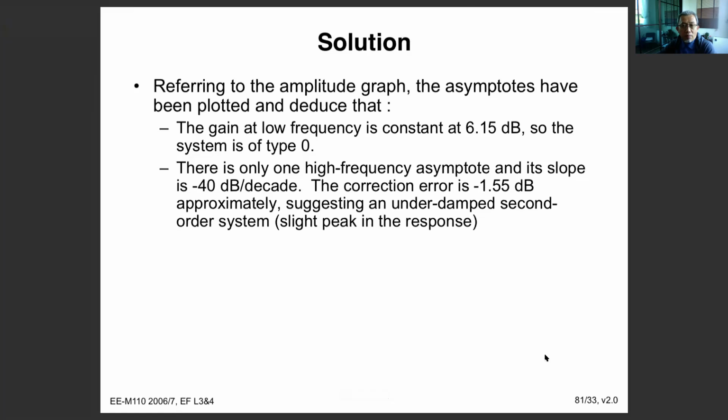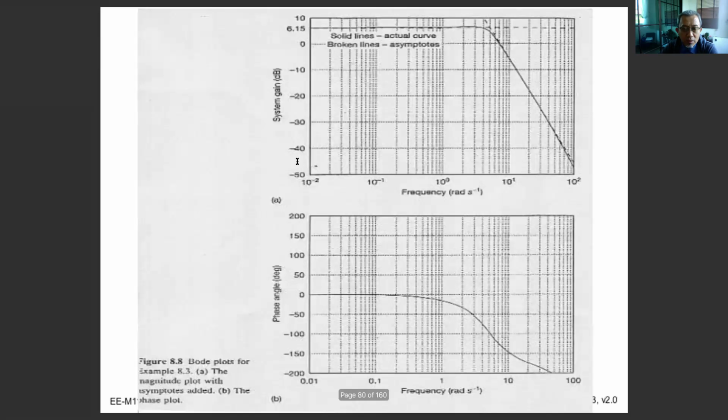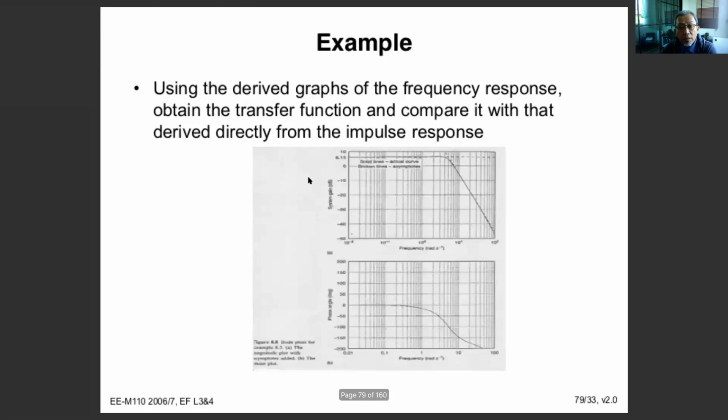So referring to the amplitude graph, the asymptotes have been plotted and we deduce that the gain at low frequency is constant at 6.15 decibel. So from there, we know that the system is type 0, because there is no slope of minus 20 or minus 40. If there is a slope of minus 20, it is type 1. If there is a slope of minus 40, it means it is type 2.